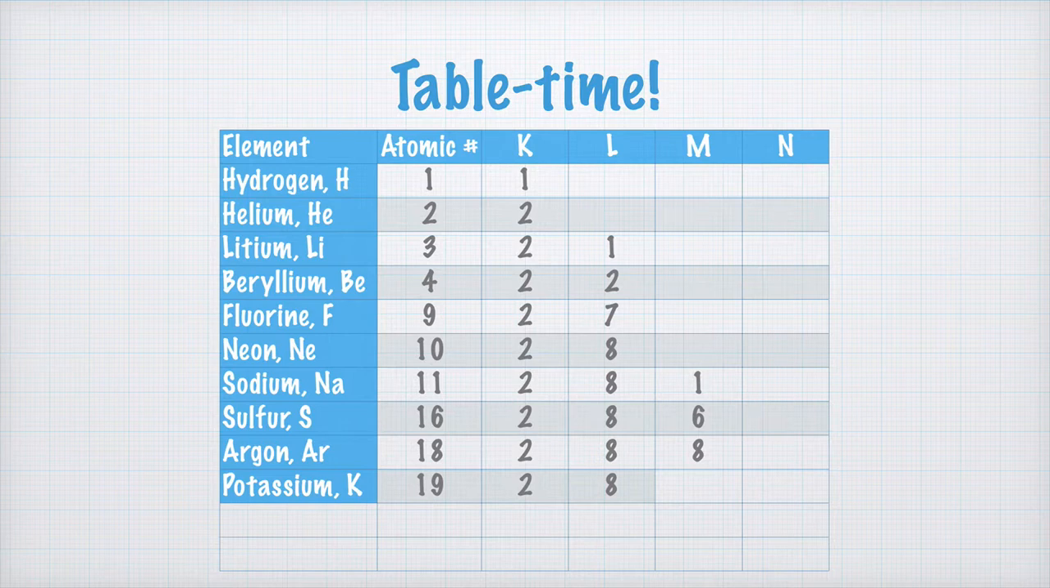Thus, the 19th electron cannot fit in the M shell, but must be placed in the N shell. Therefore, there are 8 electrons in the M shell of potassium and 1 electron in the N shell. Let's take a few more examples of this.